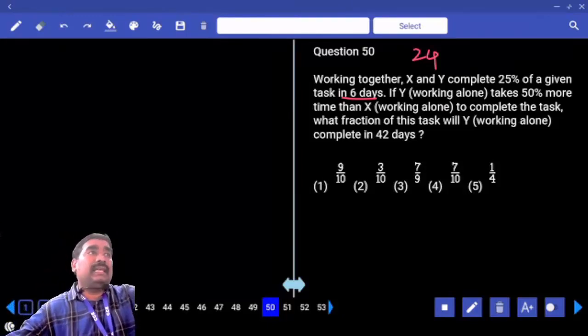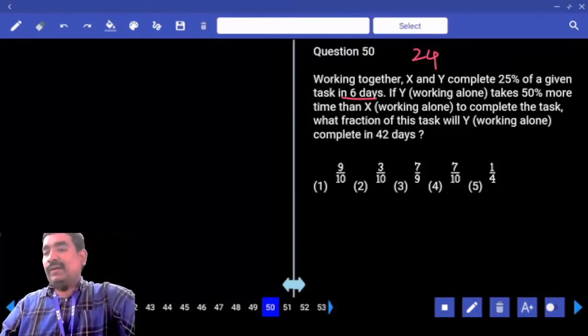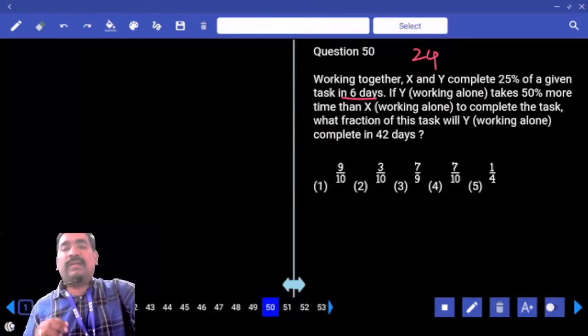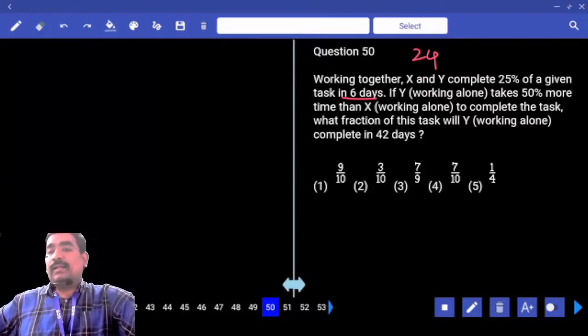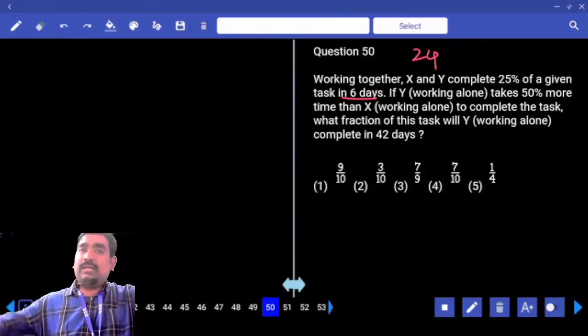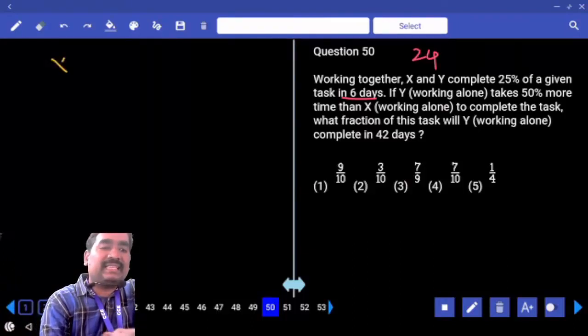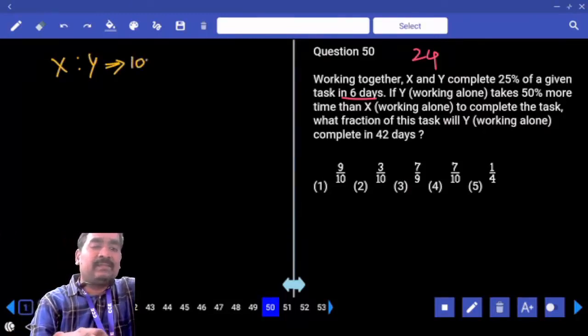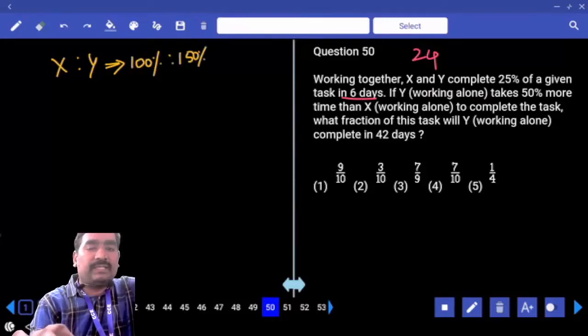Y working alone takes 50% more time than X to complete the task. What fraction of this task will Y complete in 42 days? X and Y. Y alone takes 50% more time than X. If X is 100%, Y is 150%.